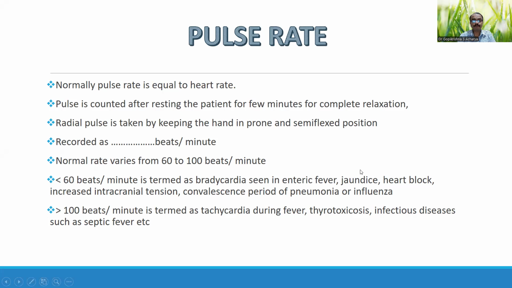Dear ANA members, that's all for today. Take-home messages from today's discussion: normally pulse rate is equal to heart rate. Pulse rate is analyzed after ensuring complete relaxation of the patient, and it is written in numbers of beats per minute. Less than 60 beats per minute is termed bradycardia, and more than 100 beats per minute is termed tachycardia.